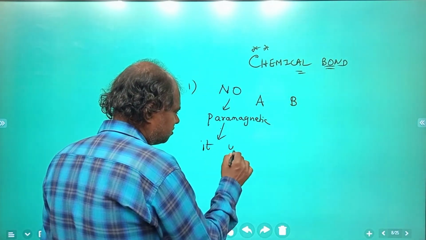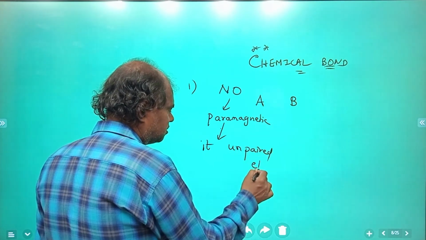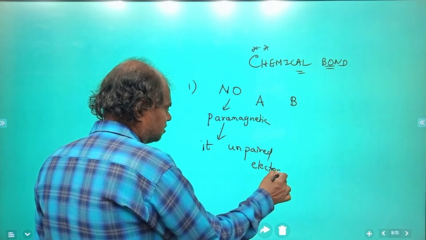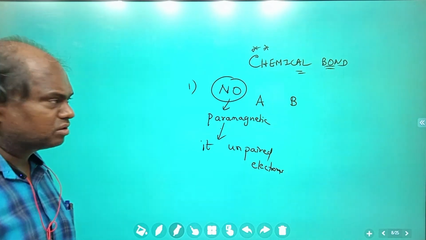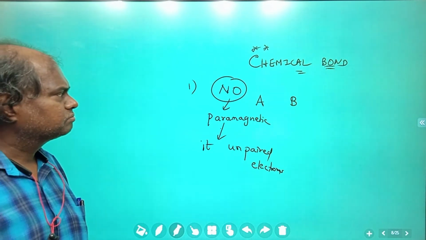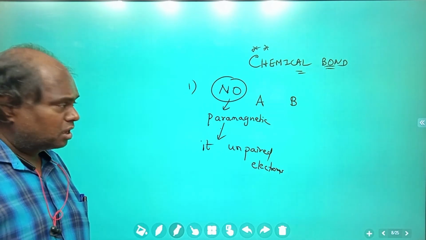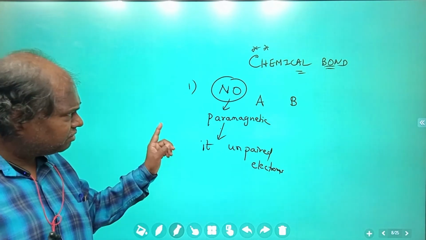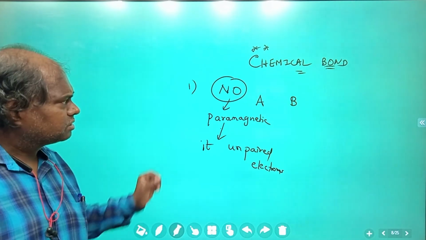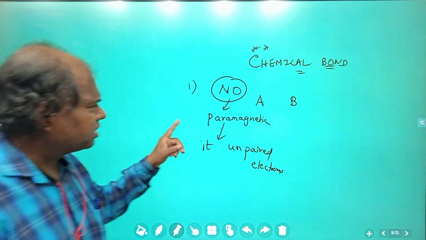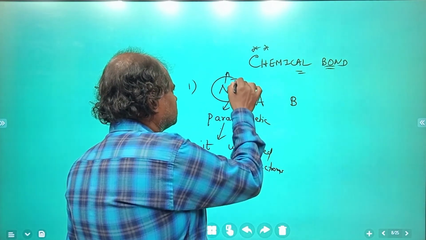So what you have to do, students, is just test whether this NO has unpaired electrons or not. One easy way of testing, I'll tell you, then we'll draw the dot structure and find out. I think we have done the dot structures, right? One easy way is just to check how many electrons nitrogen and oxygen have.